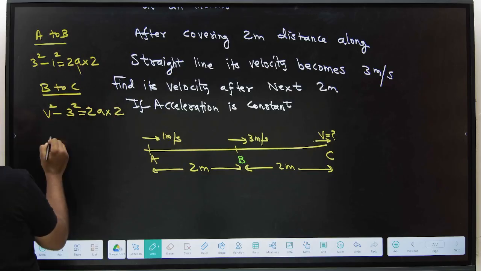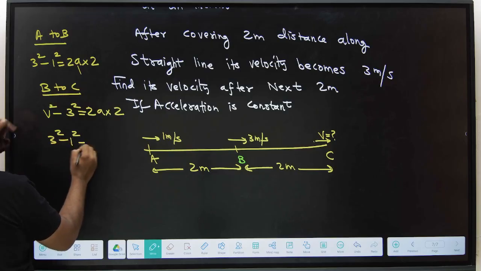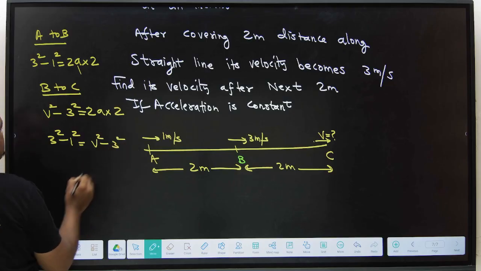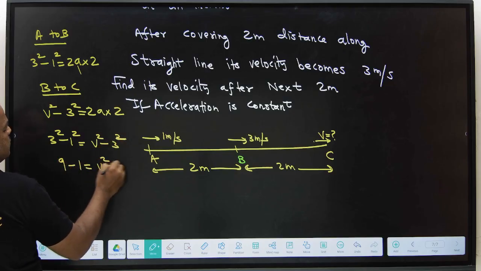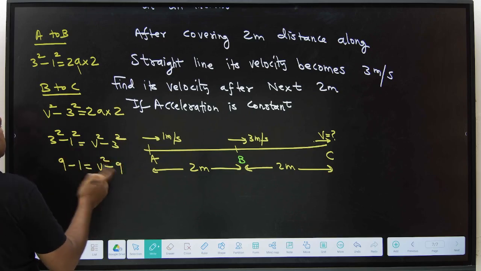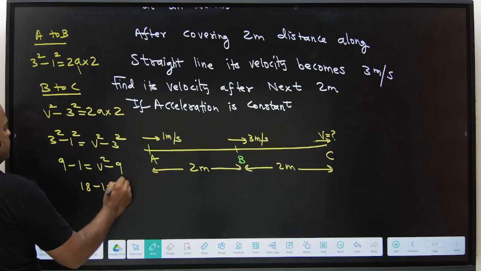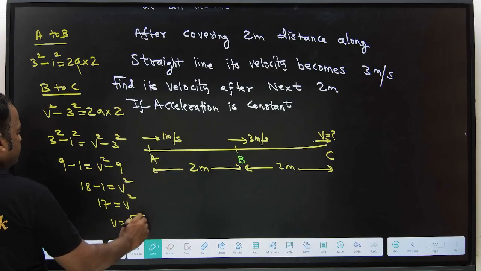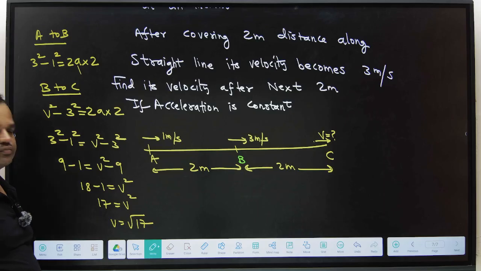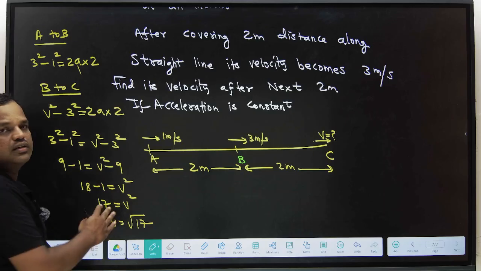So we can say 3 square minus 1 square is equal to v square minus 3 square. So we have 9 minus 1 is equal to v square minus 9. So 18 minus 1 is equal to v square. So 17 is equal to v square. So v is equal to square root of 17. This is our answer.